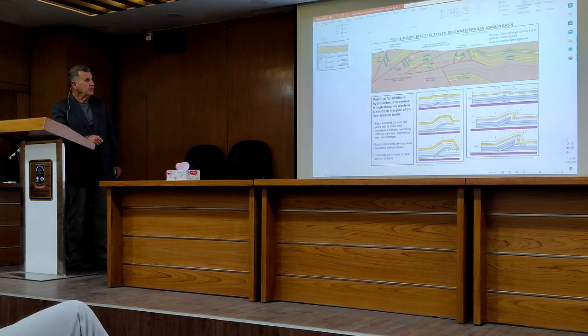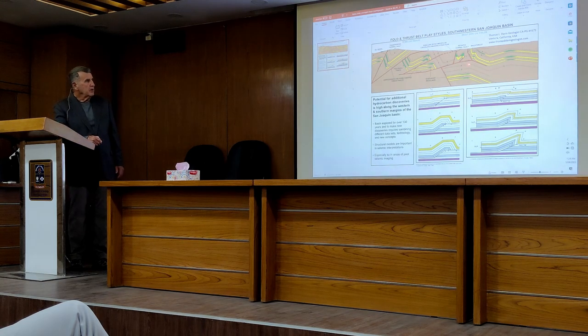And then a common trap style we see in California is up under the thrust, where we get oil trapped in beds right under the thrust, and we've got fine-grained rocks like shale or siltstone in the hanging wall that trap that oil from migrating to the surface. Same thing here.